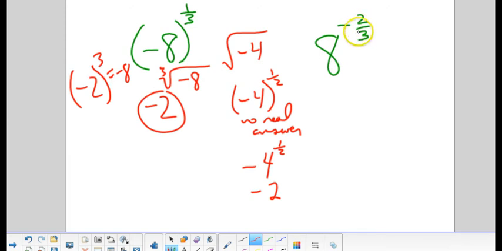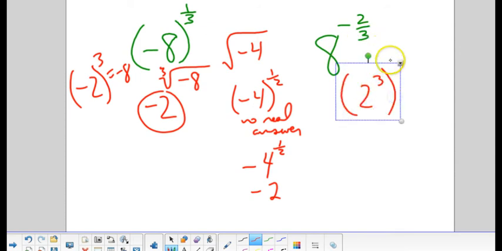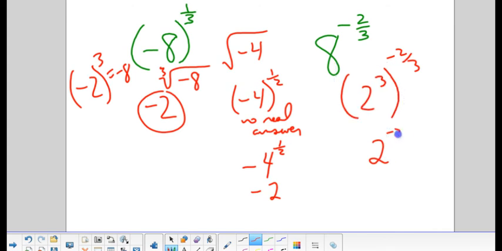What if the exponent's negative? Well, negative exponent, remember, doesn't mean negative. It means reciprocal. So again, I would probably separate this into 2 to the 3rd, which is 8, to the -2/3 power. And then when I go ahead and multiply the exponents, that gives me 2 to the -2 power, which is 1 over 2 to the 2nd, which is 1/4. So a lot of exponent rules and rational exponents going on here together.